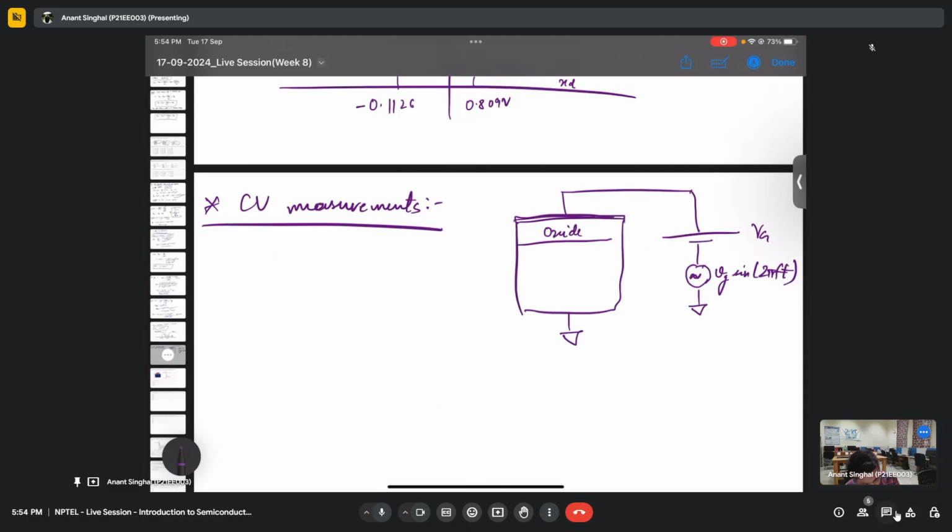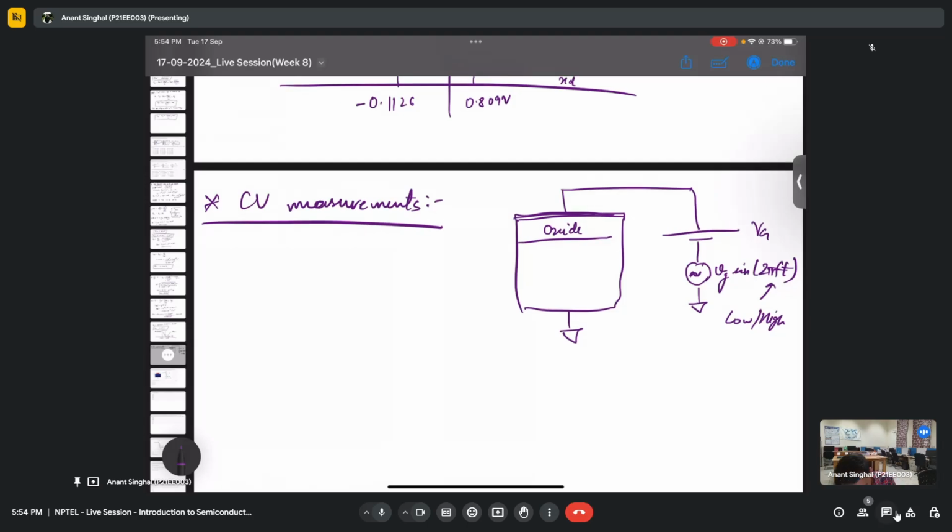And this f is nothing but the low and high thing now. So low and high frequency will be judged by this particular frequency, because the capacitor cannot be measured only with the DC voltage.